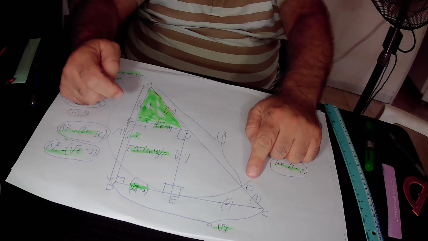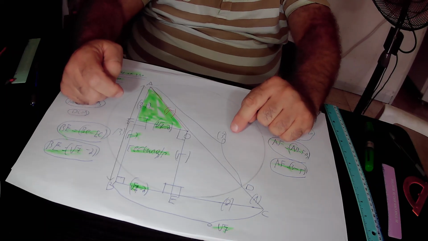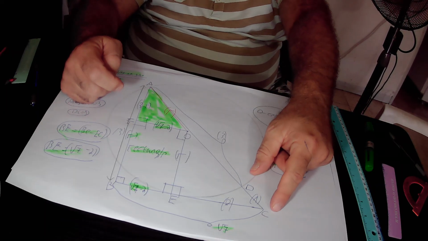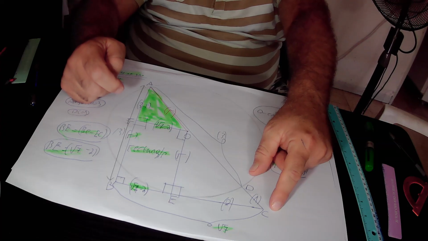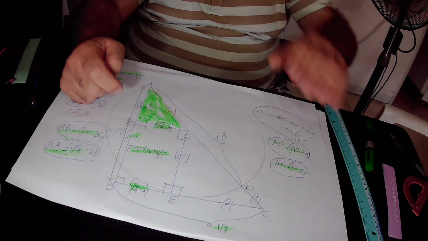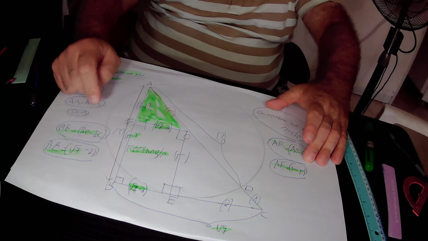This is line AD, which is also equal to 4 units. This is line DC, which is equal to 1 unit. Again, our task is to find out the radius of this circle.